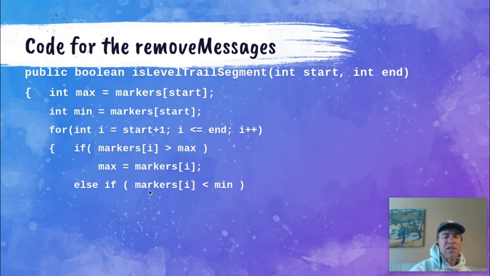So here I'm going to be testing to see, is markers at i less than the minimum? And if it is, then I'm setting the minimum to markers at i. And that's it. So that's the end of my loop.